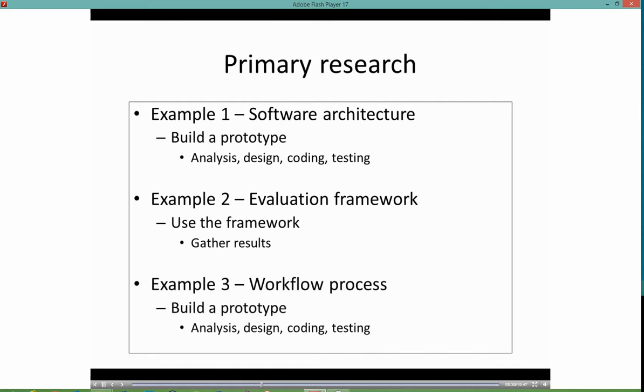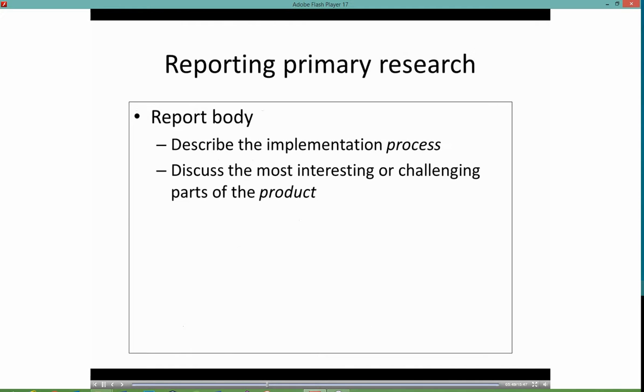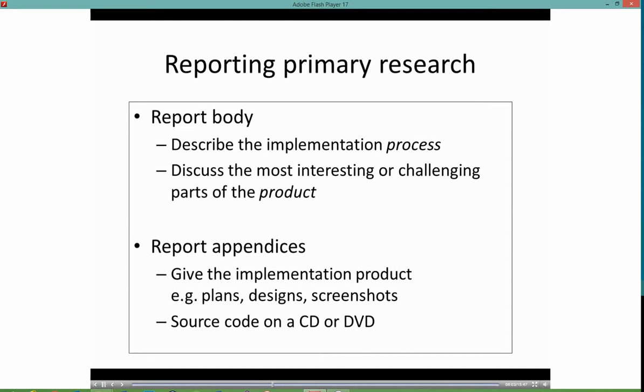If you have proposed a workflow process, then you could build a prototype to implement the workflow. Like example one, this would involve the normal software development process of analysis, design, implementation, and testing according to some life cycle. In the body of the report, you should clearly describe the implementation process and discuss the most interesting or challenging parts of the implementation product. In the appendices, you would provide the implementation product, for example, plans, designs, screenshots, and so on. Generally, source code goes on a CD or DVD, which you should attach securely to your report.